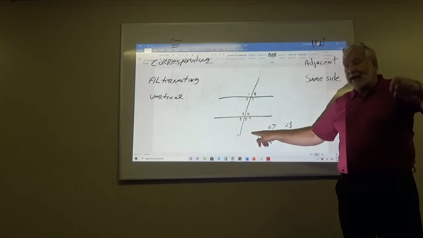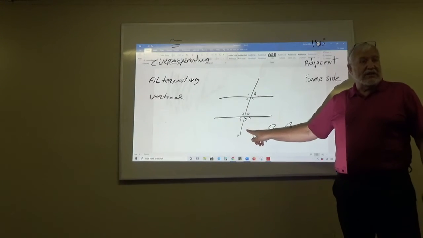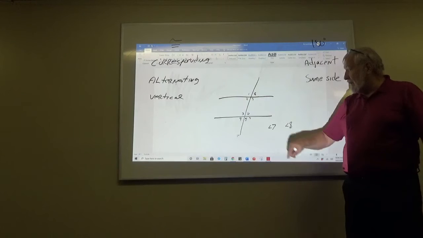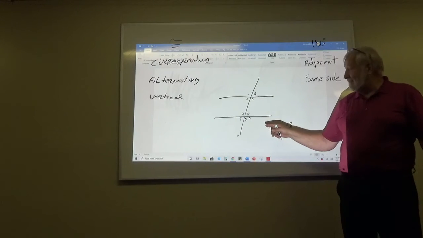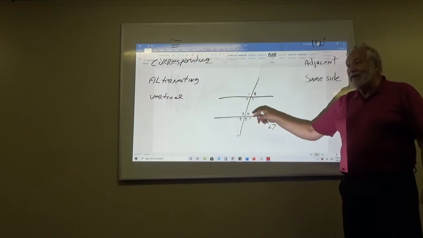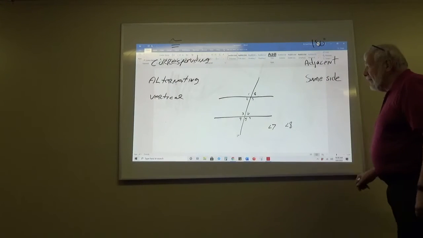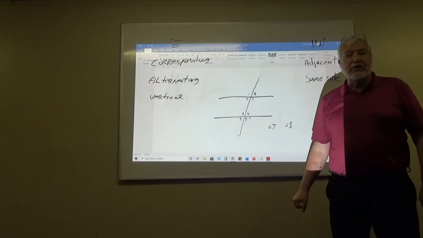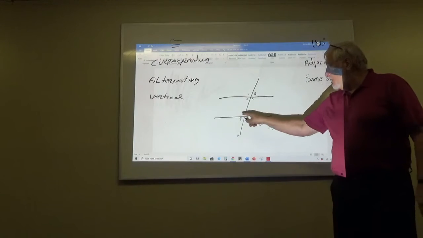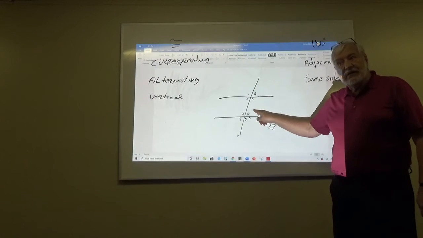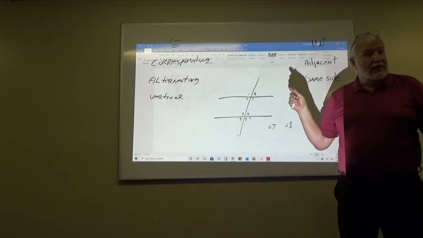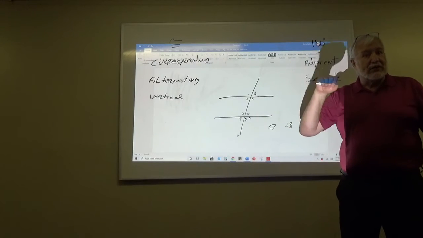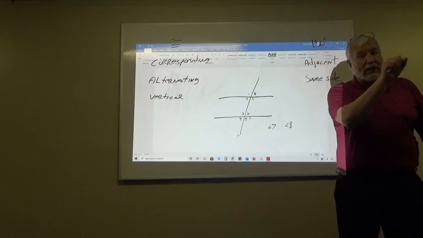Now, name a pair of adjacent angles in this intersection. 5 and 6. Name another pair. 4 and 3. 3 and 6. Did we get them all? 4 and 5. Those are adjacent angles. What mathematical equation can you write? Angle 3 plus angle 6 equals 180. So we have an algebraic expression that goes with adjacent angles, and they're supplementary.